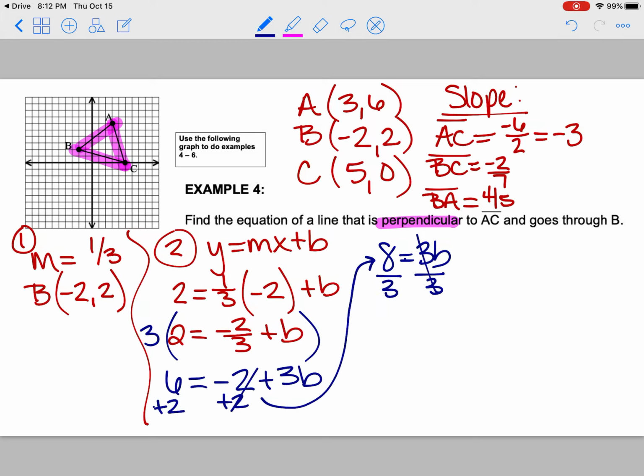Divide both sides by 3. And so your b equals 8/3. Leave it as a fraction. No need to worry about decimals right now. Leave it as a fraction.